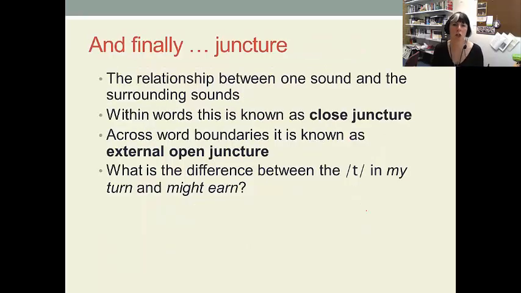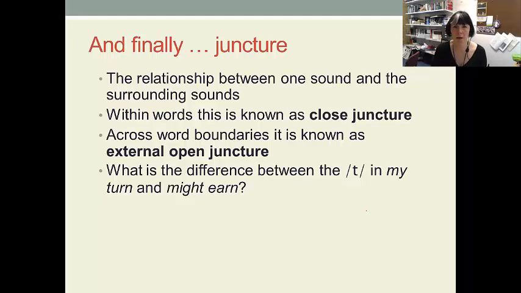Finally, a word about juncture. The relationship between one sound and the surrounding sounds is called juncture. Within words, this is known as close juncture. Across word boundaries, it's known as external open juncture. So mostly what we've been looking at when we looked at connected speech processes was what happens across external open juncture boundaries. One way of looking at this is considering what the difference is between the T at the beginning of "turn" in "my turn" and at the end of "might" in "might earn".